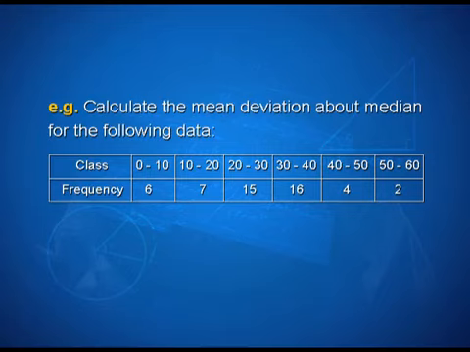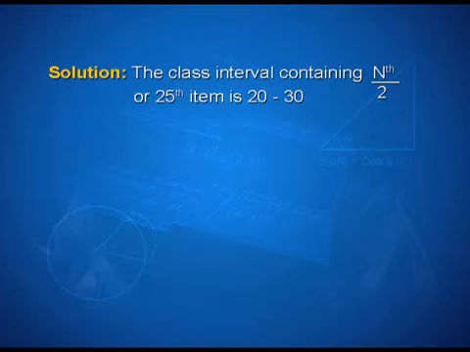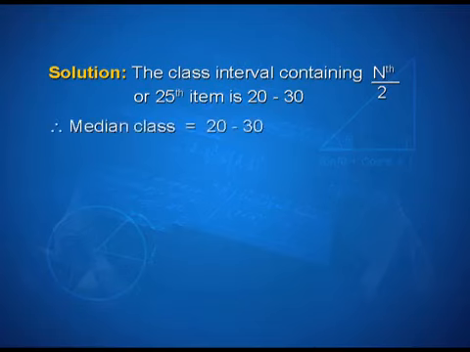Calculate the mean deviation about the median for the following data. We have classes ranging from 0 to 10, 10 to 20, 20 to 30, 30 to 40, 40 to 50 and 50 to 60. Corresponding frequencies are 6, 7, 15, 16, 4 and 2. Now look into the solution. The class interval containing the n upon 2th, or 25th, item lies between 20 to 30. Therefore, the median class is 20 to 30.